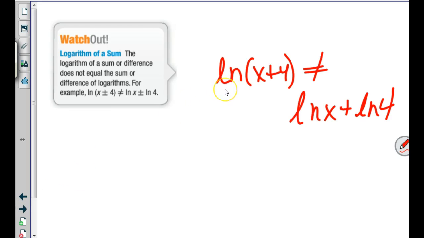This is not true. The log of a quantity cannot be distributed, okay? If you had a squared up here, you could write it as 2 ln of x plus 4, but whatever this is in here, you can't mess with it.